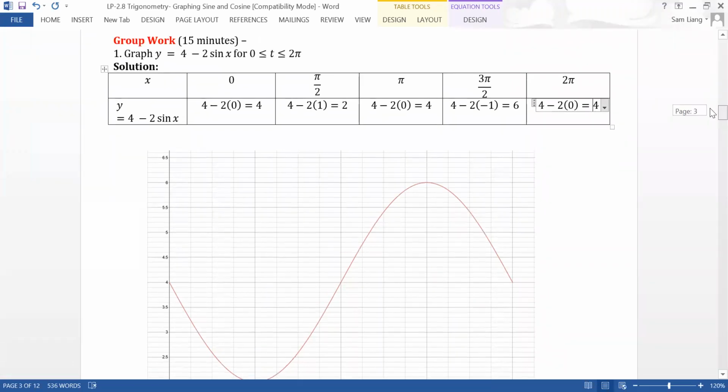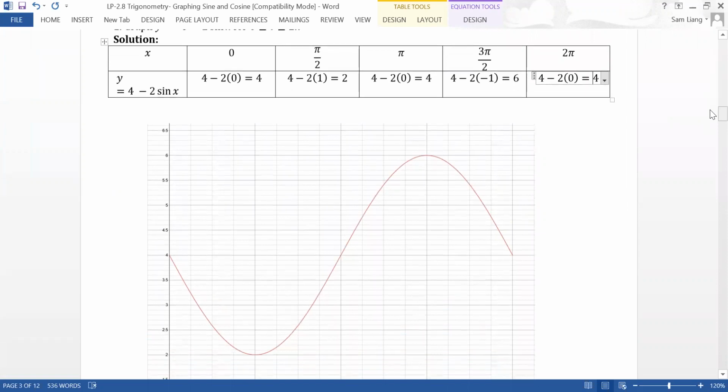Yeah, if you need this solution, please pause the video here. Otherwise, I'll be moving on to our cosine graph.